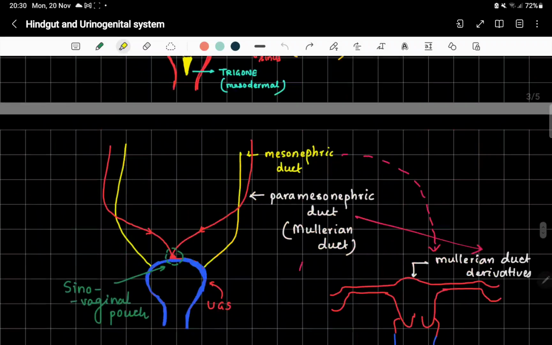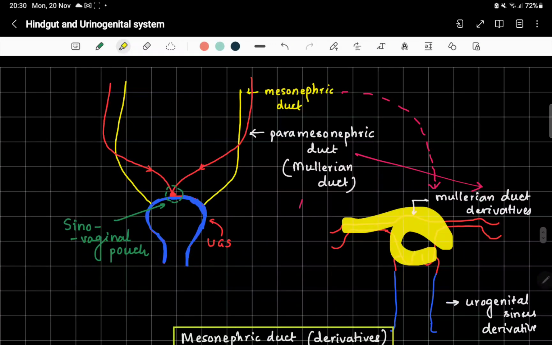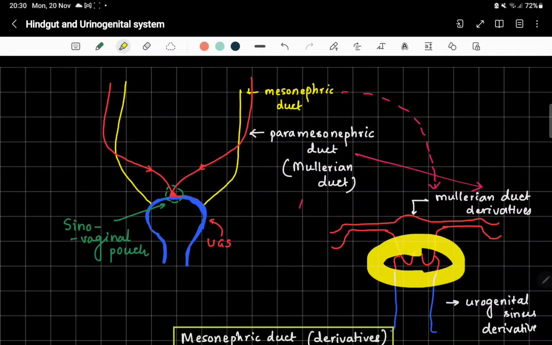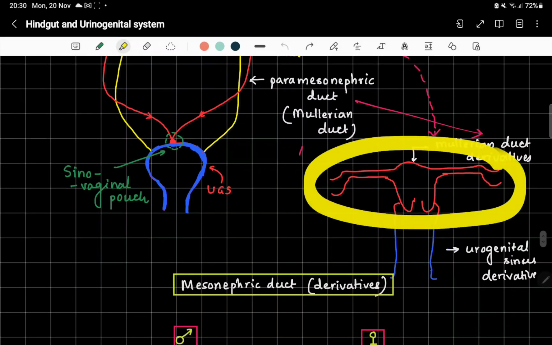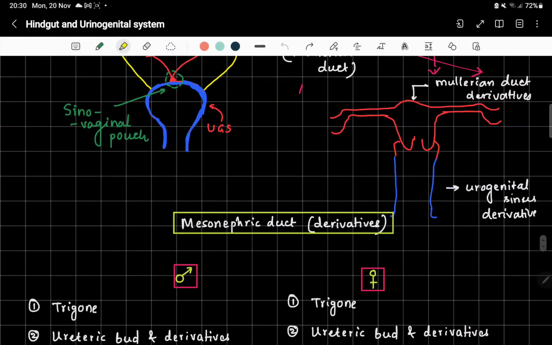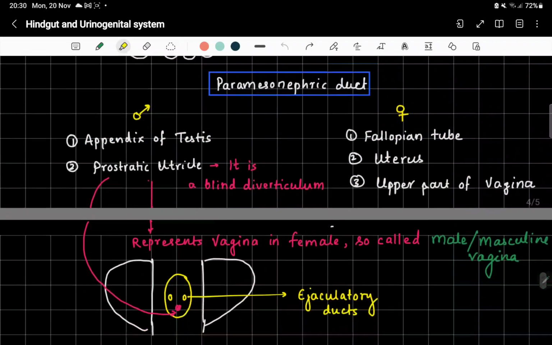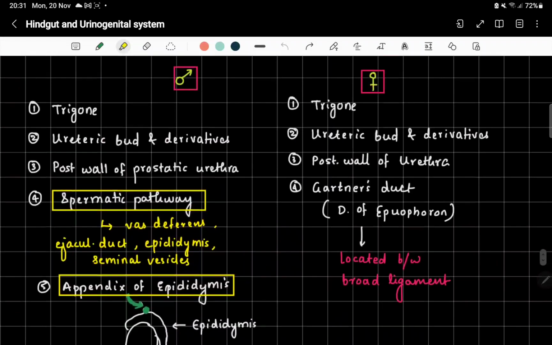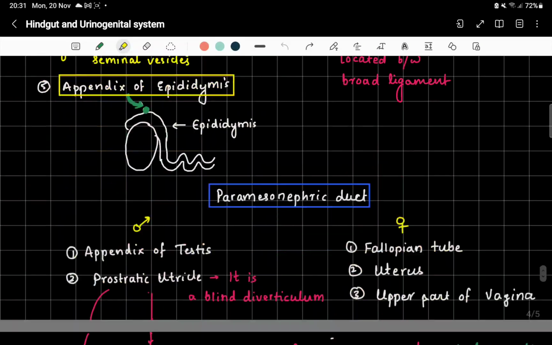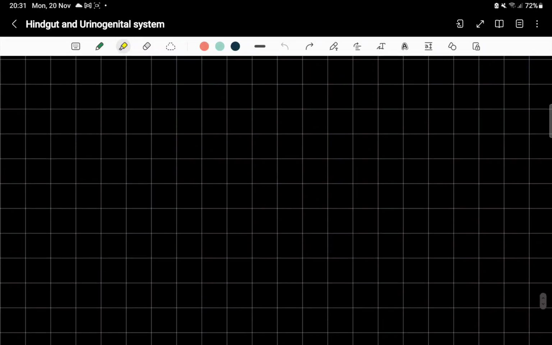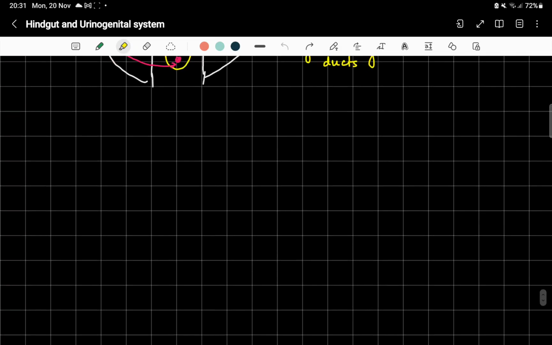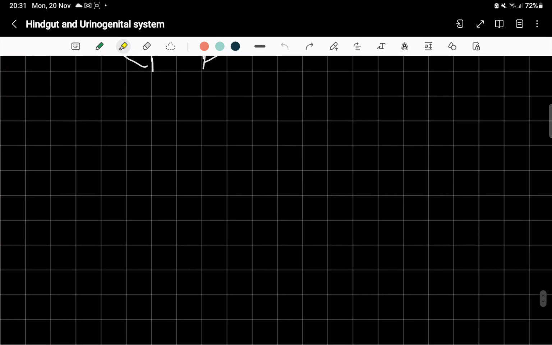You can see from here, the uterus, the fallopian tube and the upper part of the vagina are developed from the paramesonephric duct, and this whole part is developed from the urogenital sinus. So this completes the urogenital system development. Now we are going to finish the chapter. The chapter is now done, so let's meet in another chapter.